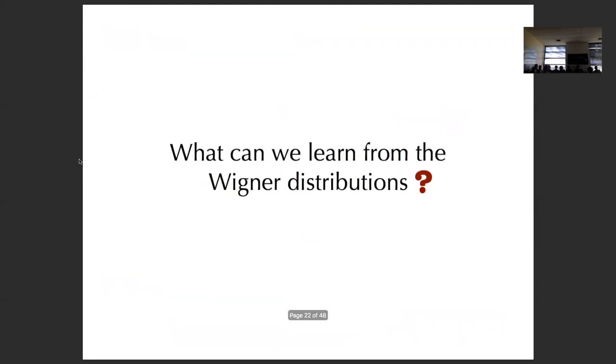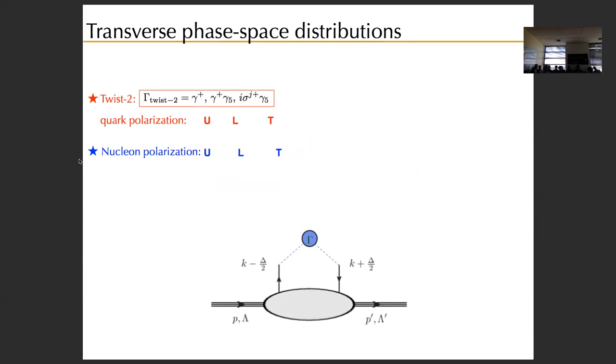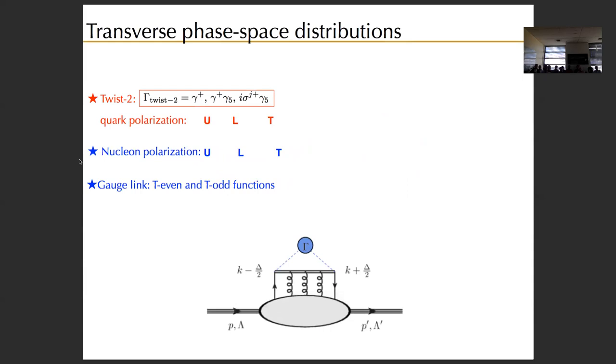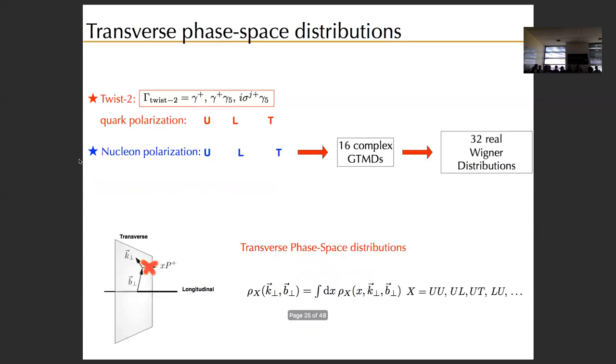So then the question is, what can be learned in general from the Wigner distribution? At twist two, the gamma structure is given by this operator, which corresponds to having an unpolarized, longitudinally polarized, or transversely polarized quark. In addition, we can consider different polarizations for the nucleon. And when we introduce the gauge link contribution, we can have T-even and T-odd Wigner distributions, GTMDs. Counting all the possibilities, in general you have 16 complex GTMDs, and when you make the Fourier transform, they become 32 real Wigner distributions.